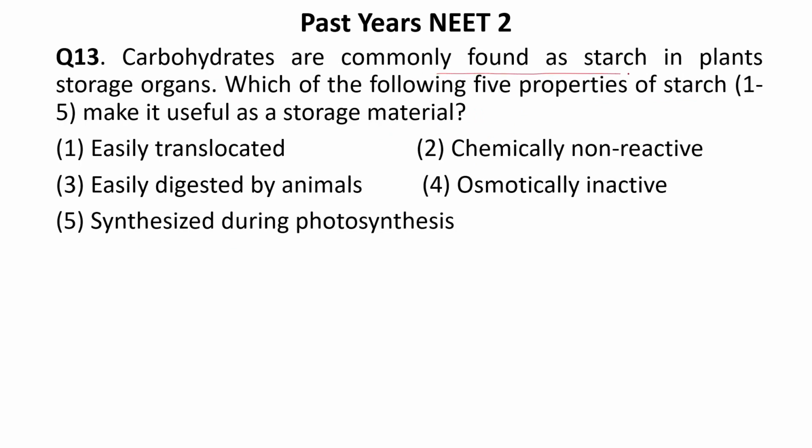Carbohydrates are commonly found as starch in plant storage organs. Starch is a type of carbohydrate, and that is a storage carbohydrate in the case of plants. Which of the following 5 properties of starch, from 1 to 5, make it useful as a storage material? Very important. Out of these 1 to 5, the statement which says that this starch is useful as a storage material.